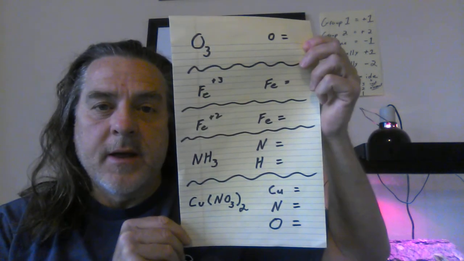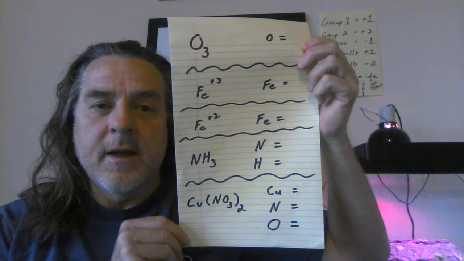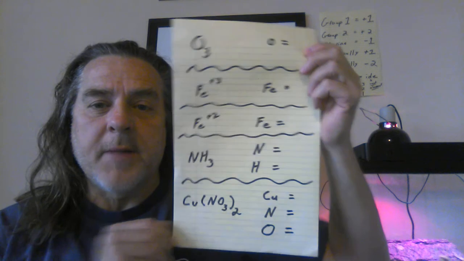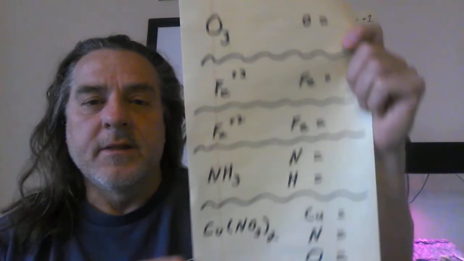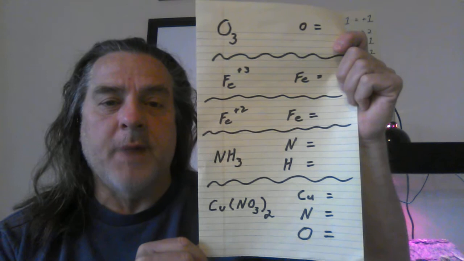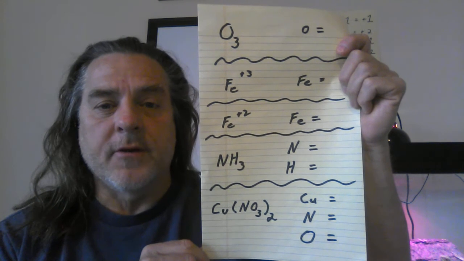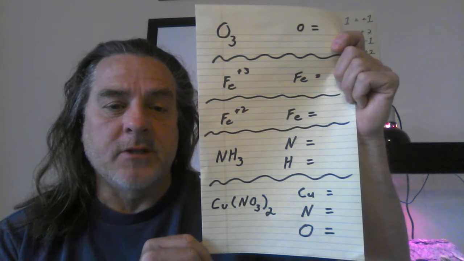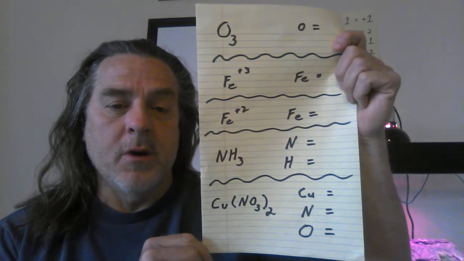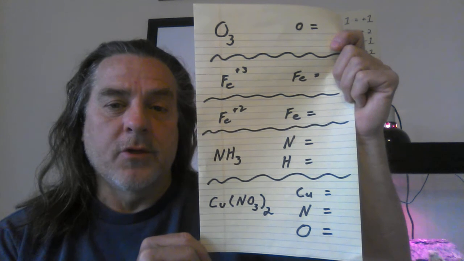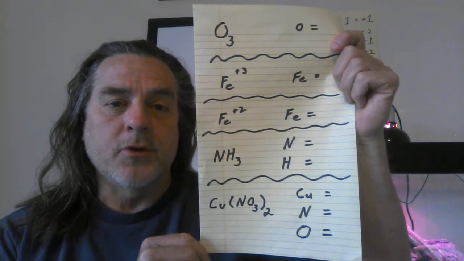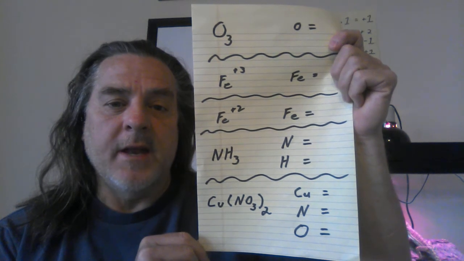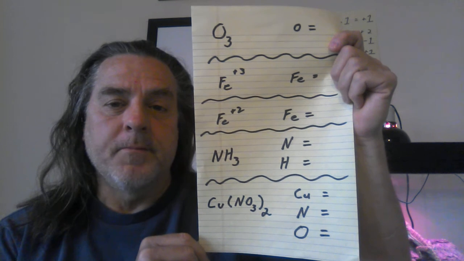Okay. Write them down. It's O3. Fe positive 3 is an ion. Fe positive 2 is an ion. I think I said that backwards. I did. There are two iron ions. One is positive 2, one is positive 3. They should be fairly easy. Then NH3, and then the hardest one on this page is that last one. It's Cu, copper, parentheses, NO3, subscript 2. So it's O3, Fe positive 3, Fe positive 2, NH3, Cu(NO3)2.